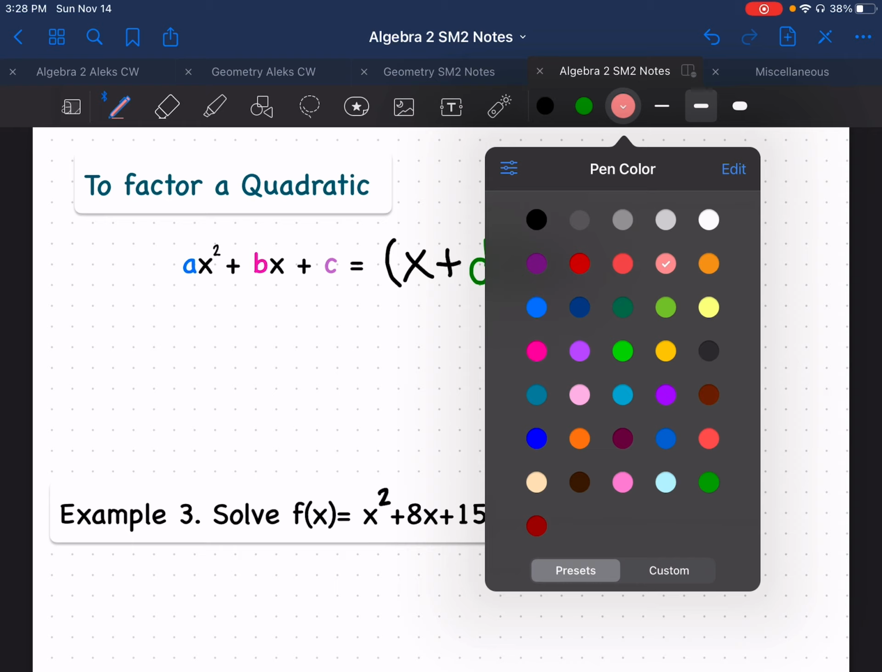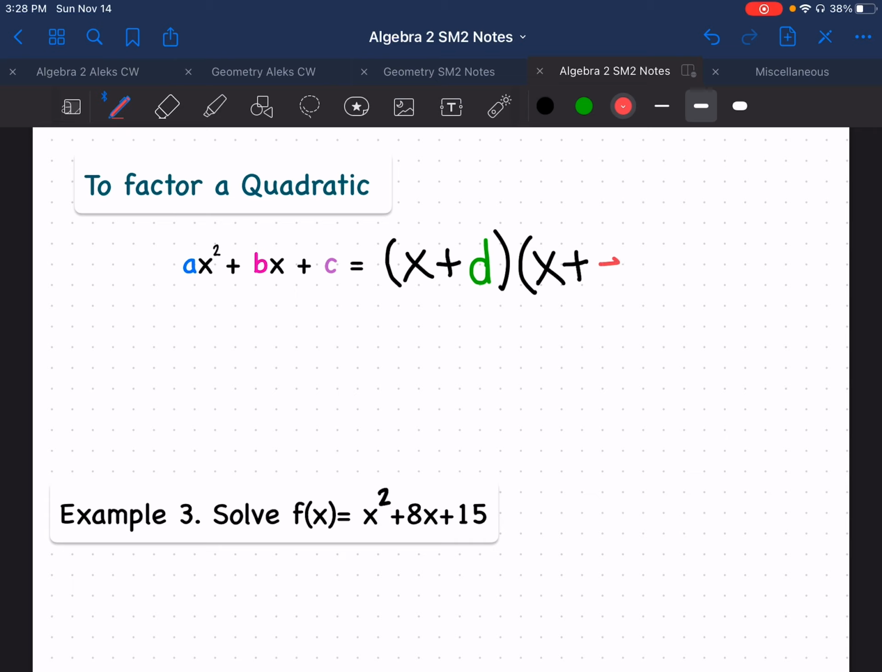I don't know what color to use. Oh, what color should I use? Oh, let's use this one. There we go.